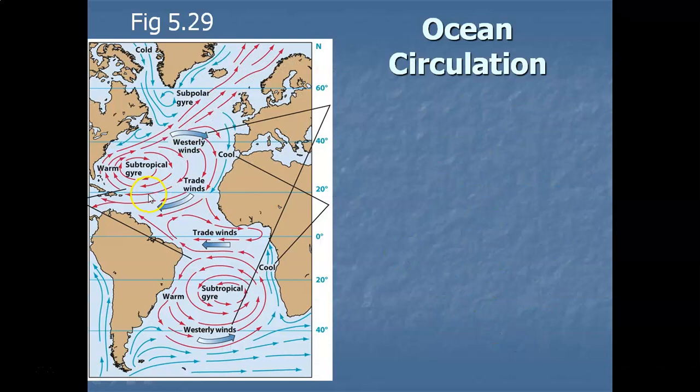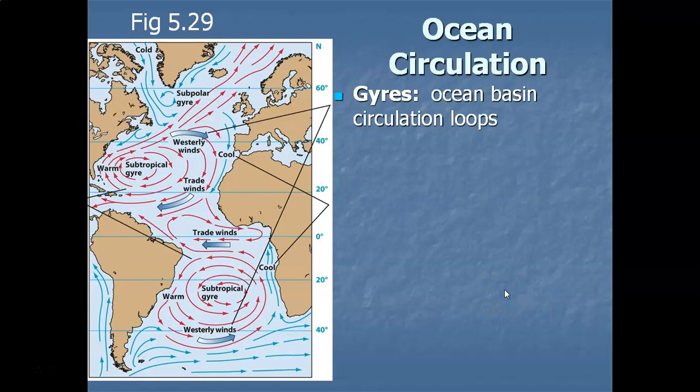All right. One final topic, right? Very much related to highs and lows, and this is particularly the subtropical highs. And I want to focus on ocean circulation. So, the ocean currents are pretty much set up by winds. The winds, pushing the surface of the ocean, create ocean currents. But I want to focus on one particular type of ocean circulation. They're called gyres. They're ocean basin circulation loops.